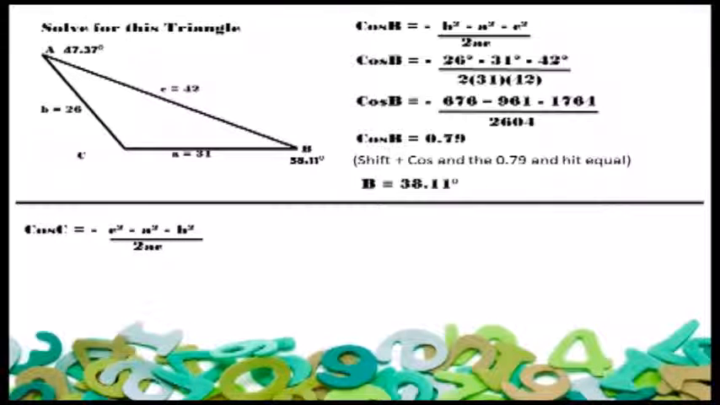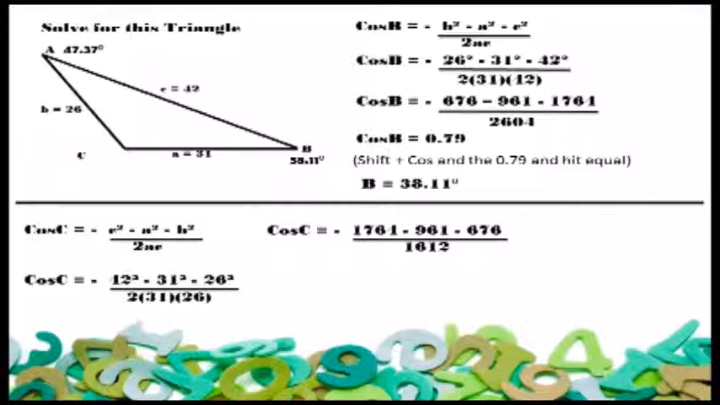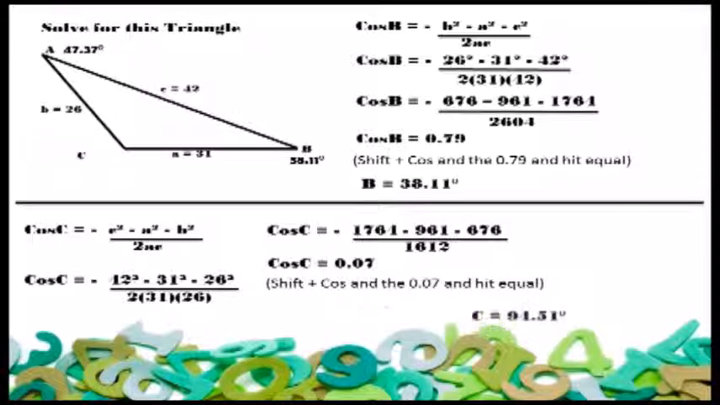Now for cosine C, substitute the given, simplify it. So we will have cosine C is equal to 0.07. Don't forget to press shift and cosine, and your answer is 0.07 and hit equal. So we will have the angle C that measures 94.51 degrees.